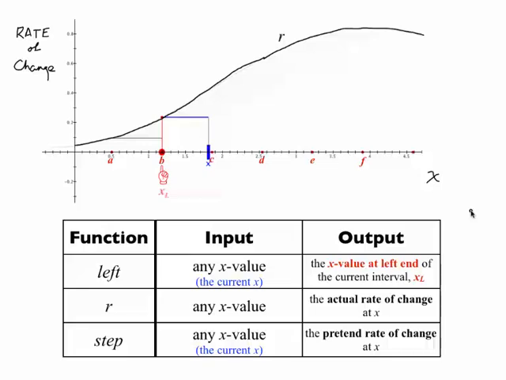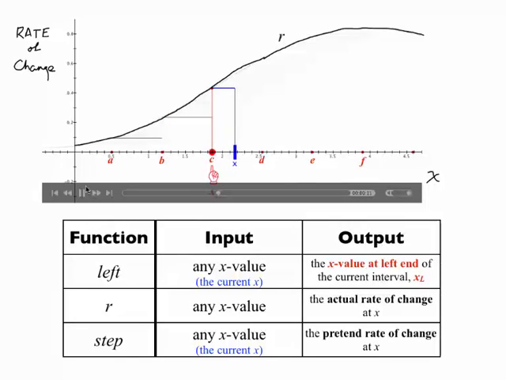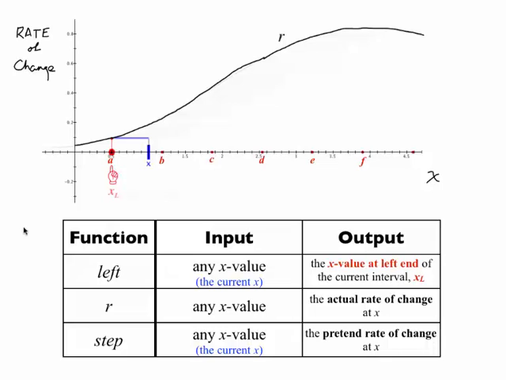Okay, so let's just practice here. So if I make the x equal to 1 here, I want you to tell me what the output of left of x is, the output of R. If you can express it exactly, express it exactly. If you need to approximate, do an approximation. But what would left of 1 be? What would R of 1 be? And what would step of 1 be? Go. What's left of 1? What's R of 1? What's step of 1?